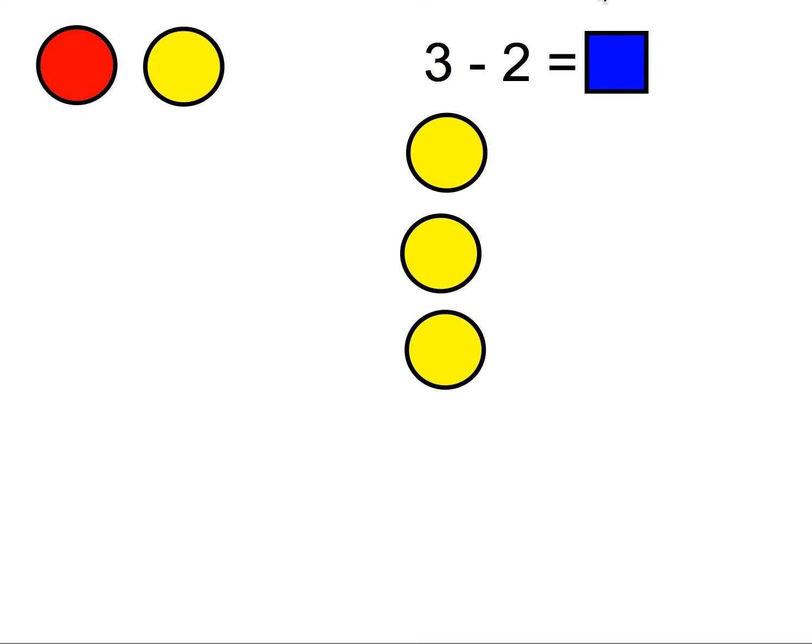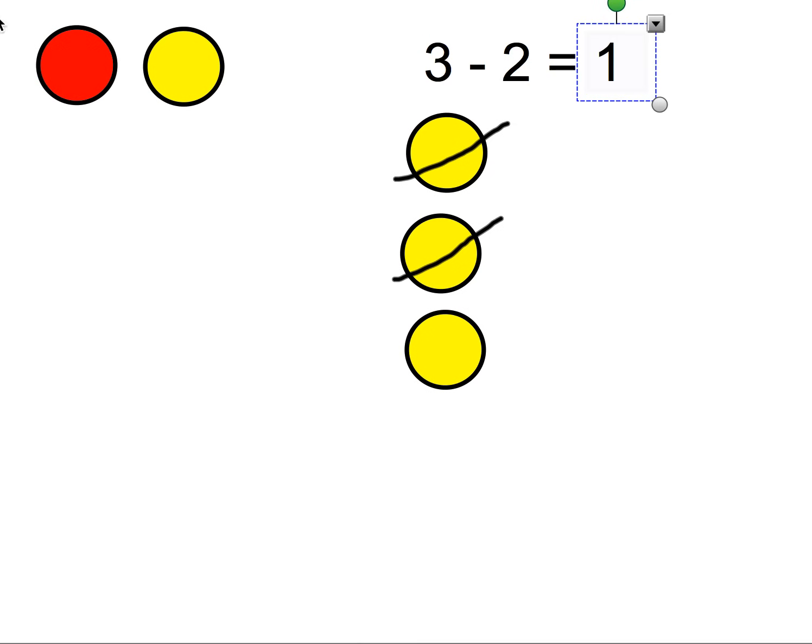And I want to remove 2. I'm going to show removing 2 by crossing them out. So I'm going to remove 1 positive counter, 2 positive counters. That leaves me with 1 positive counter, which means 3 minus 2 equals 1.